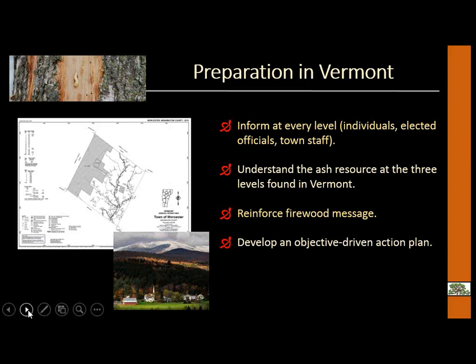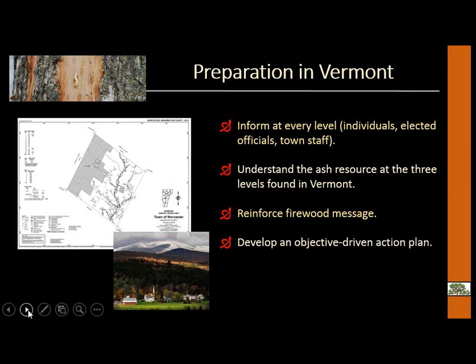Individuals, elected officials, and town staff have to be clearly informed on what the issue is and the significance of it to the individual town. This is an image of the highway map for Worcester, and it's a small town, two or three villages, but everyone in that community has a role to play in addressing EAB, and so informing at every level is important.